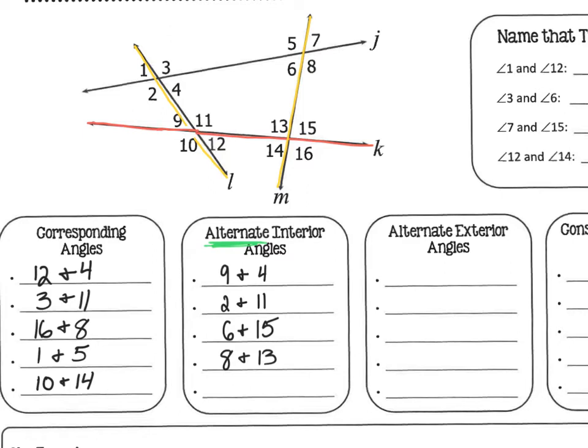So now we're looking on the red line, okay? The yellow lines make your barriers. On the outside of those are your exterior numbers. On the inside of those are your interior numbers. So what numbers would be your interior numbers? Good. All right. So which two of those would be alternate interior? Good. Good. Okay. Very good.